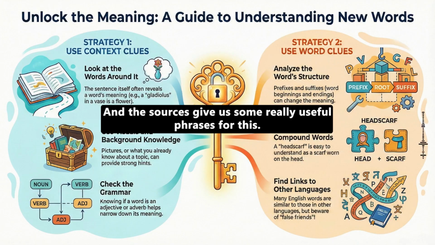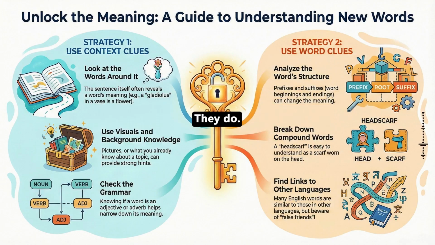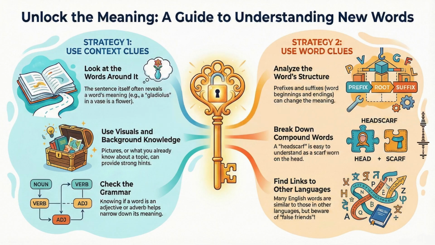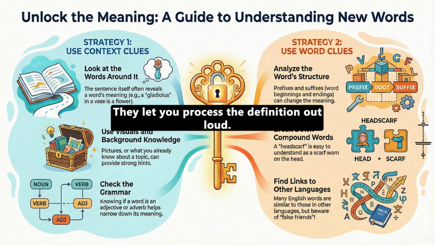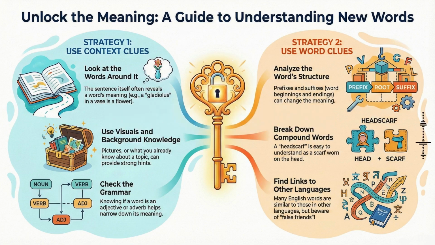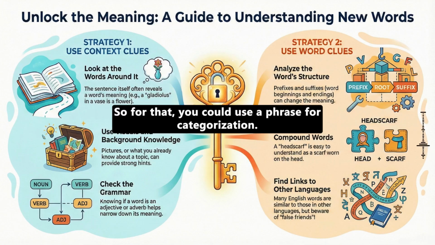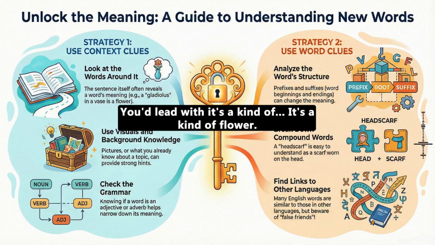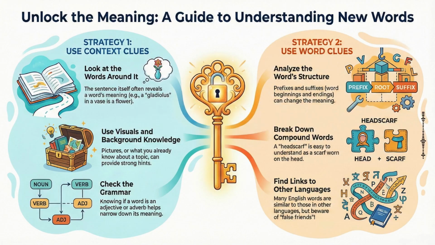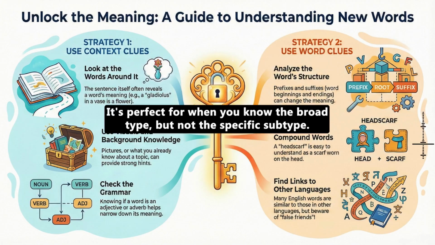And the sources give us some really useful phrases for this. They do. Reliable expressions for explaining what a word might mean when you don't have that dictionary definition handy. They let you process the definition out loud. So going back to the gladiolus example, we figured out it was the type of flower. We classified it. Correct. So for that, you could use a phrase for categorization. You'd lead with, it's a kind of. It's a kind of flower. Or a bird, a musical instrument, a building. It's perfect for when you know the broad type, but not the specific subtype.